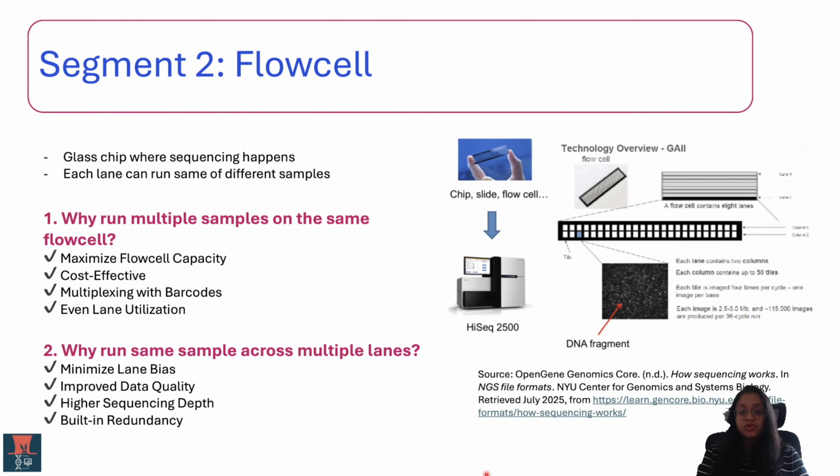Distributing a sample across multiple lanes can allow us to capture more reads, which is especially important for applications requiring higher depth. And lastly, if there is a problem that occurs in one lane, the data from other lanes still provides useful information. So going back to my point, running the same sample across multiple lanes allows us to collect more reads and hence achieve higher depth.